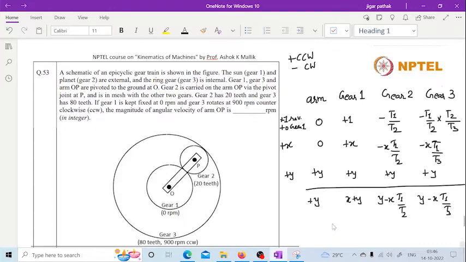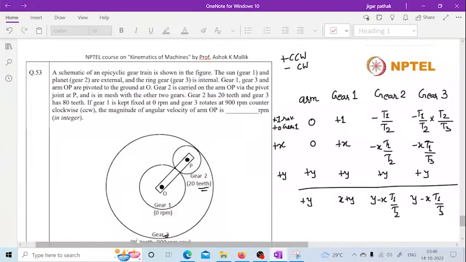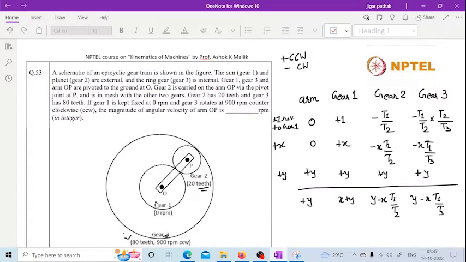Now we are given the number of teeth on gear 2 and gear 3, but we do not have the number of teeth on gear 1. So we need to first calculate T1. We don't know what T1 is.